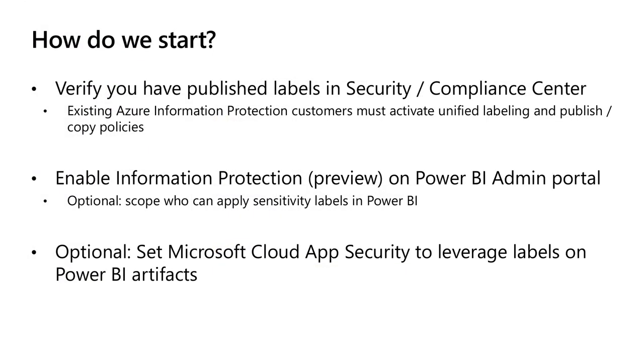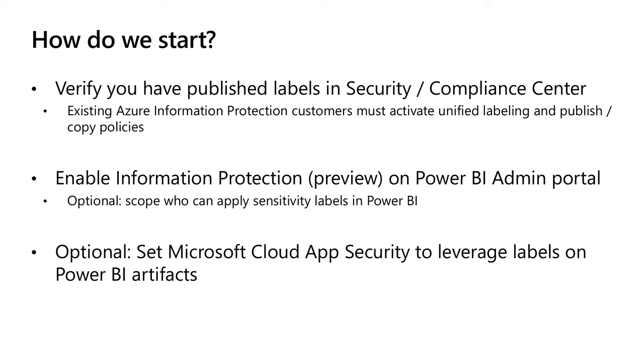And how do we start? As I told, you need to verify you have published labels in Security and Compliance Center. You either start from scratch if you're a new customer, or if you're an AIP customer, you should activate unified labeling and publish or copy your policies. You enable information protection in Power BI admin settings. I will show a bit later how we can do it.